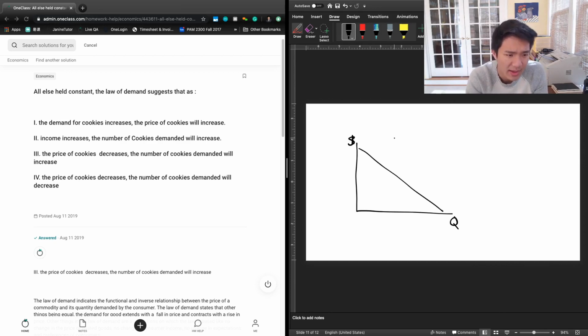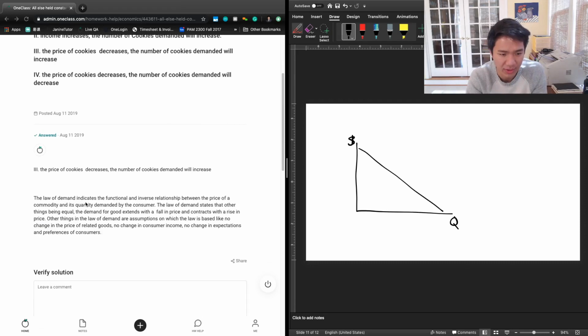Three says, as the price of cookies decreases, the number of cookies demanded will increase, and that seems to hit the nail on the head, right? As price decreases, the quantity demanded is going to increase. So that seems to be really, really close to what we were thinking. But let's just take a look at number four to be sure. Number four says, as the price of cookies decreases, the number of cookies demanded will decrease. And so that is the wrong relationship, because three gets the right one, where if price decreases, quantity demanded is going to increase. So three is going to be the right answer here.